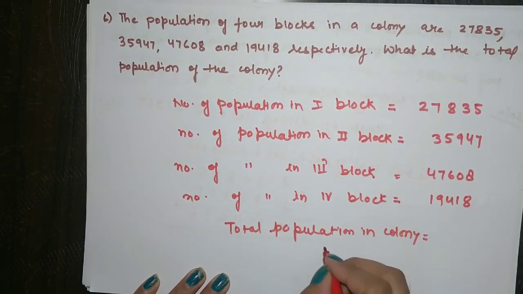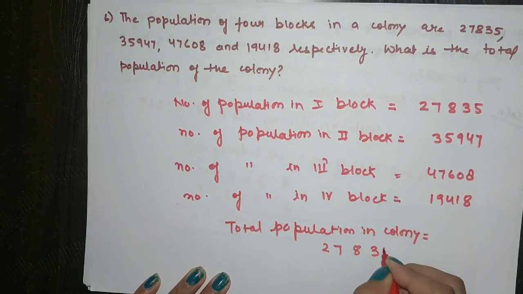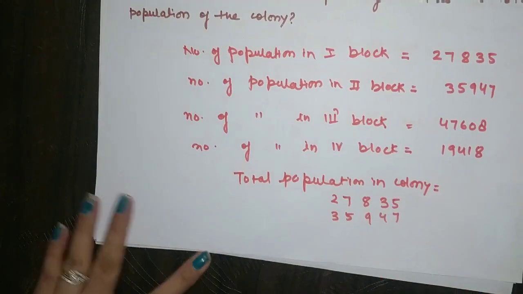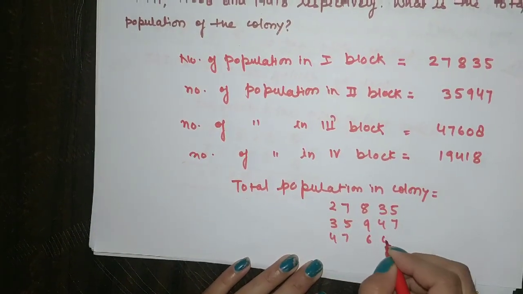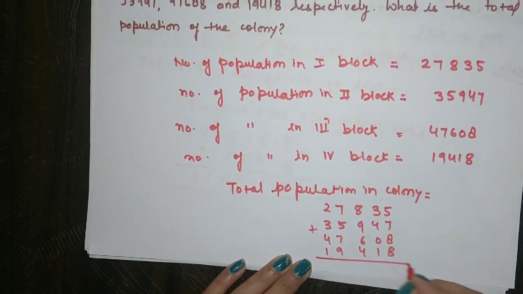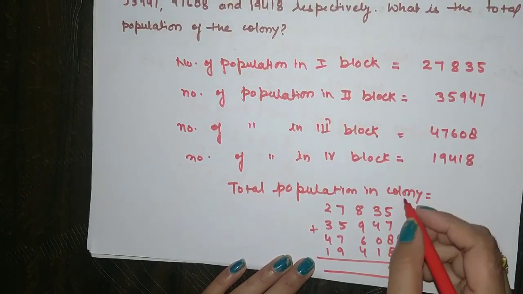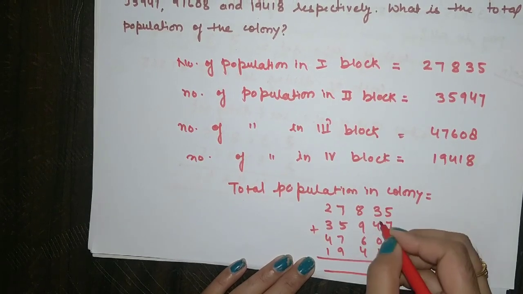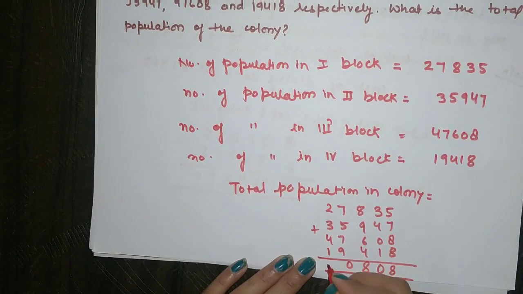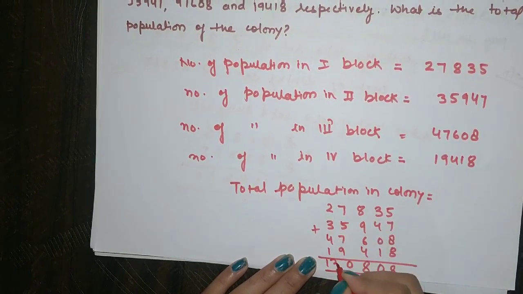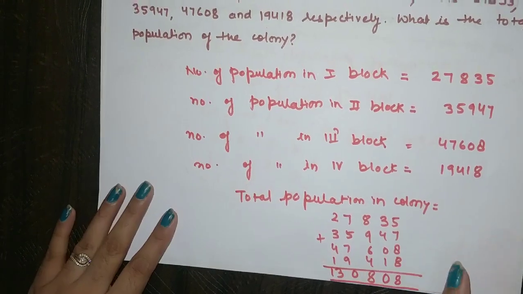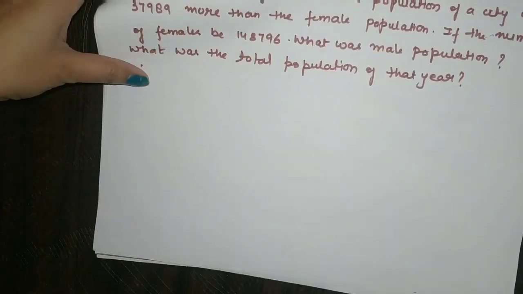We will simply add 27,835, 35,947, 47,608, 19,418. The sum is 80,803. Hence, this is the total population of the colony. Moving to the next question.